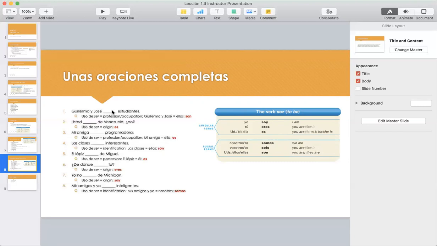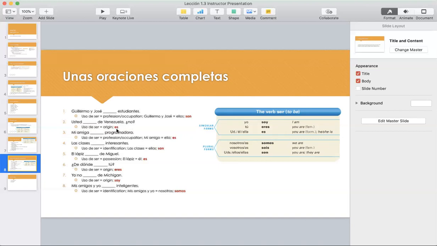It's not permanent, but if that is your situation right now in the moment when you're talking about yourself, that it belongs to you. It's very personal to you. So we will use the verbo ser. So we will say, Guillermo y José son estudiantes. They are estudiantes. They're students. Usted es de Venezuela, no? You are from Venezuela. So you indicate the origin.